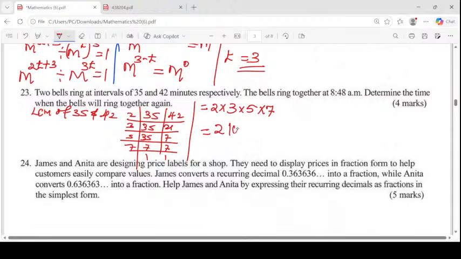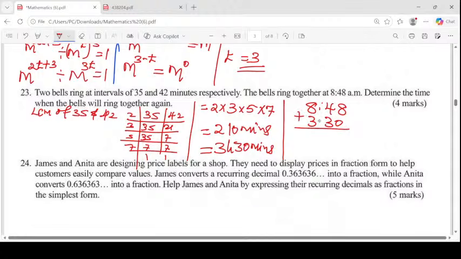This is 210 minutes. Meaning that the bells will be ringing together again after 210 minutes, which is equivalent to 3 hours 30 minutes. These bells will be ringing together after every 3 hours 30 minutes. So if they rang together at 8:48 a.m., to find the next time they will ring together, you have to add the 3 hours 30 minutes. So 30 plus 48, this will be 78. You less from 60, this will be 18.